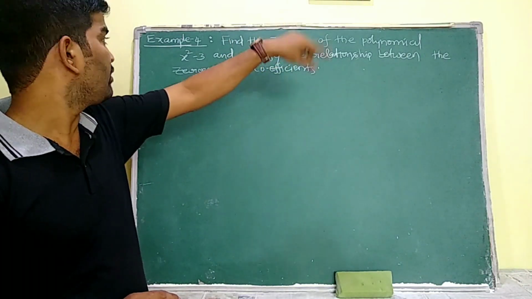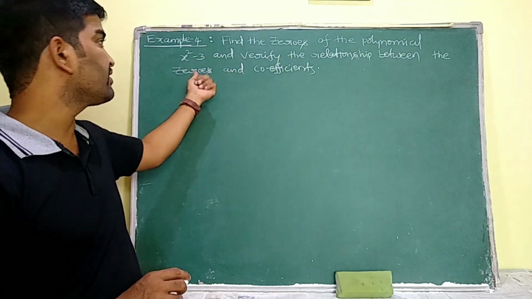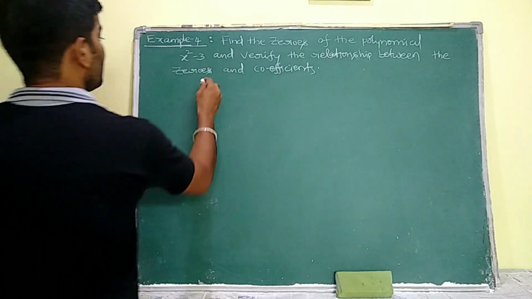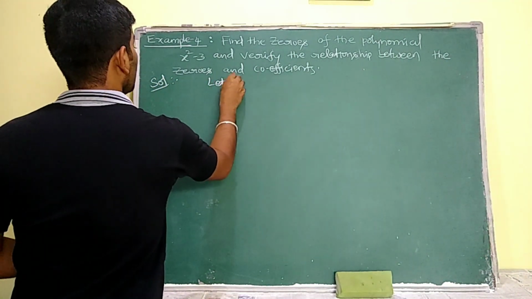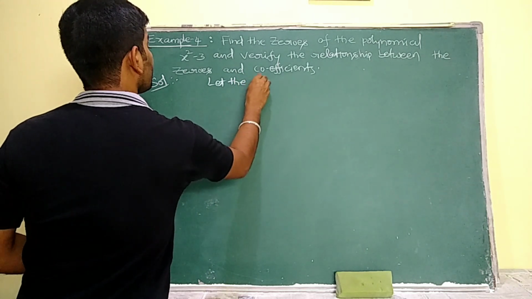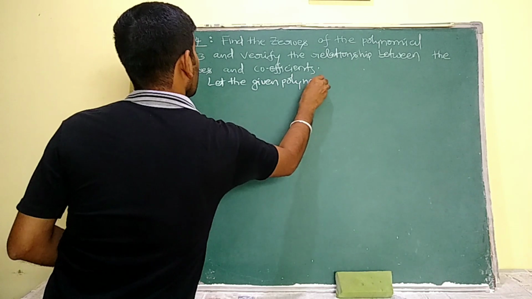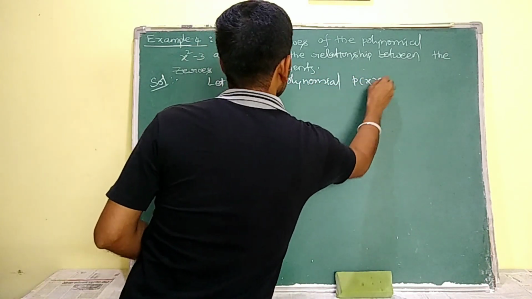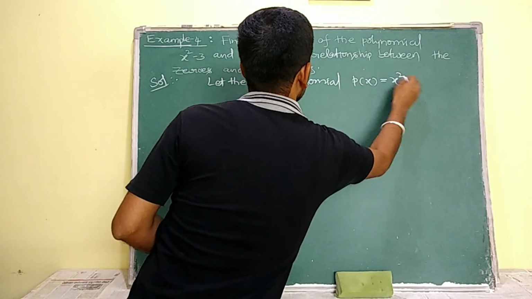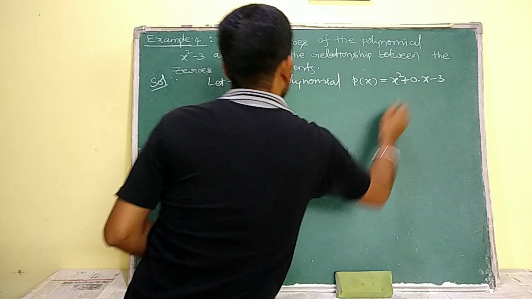Now see example 4. Find the zeros of the polynomial x square minus 3 and verify the relationship between zeros and coefficients, it is asking. Firstly, you have to write the given polynomial. Let the given polynomial p of x be equal to x square. Here the x term is missing, so 0 into x, minus 3.